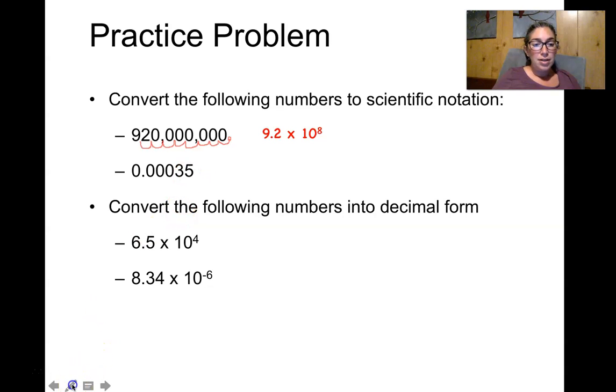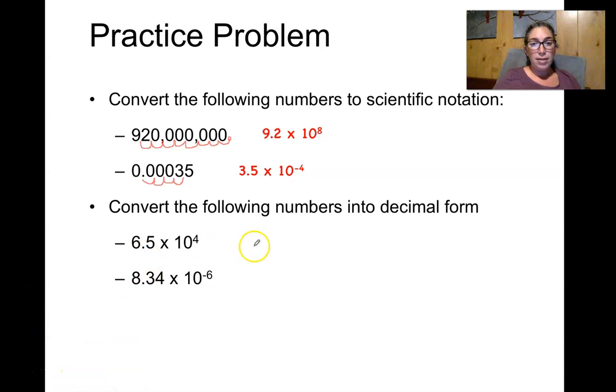The second one, we're moving the decimal place over 1, 2, 3, 4 places. And since we're moving it to the right, since this is a small number, that exponent is going to be negative. So we get 3.5 times 10 to the negative 4th. Now we can also take numbers in scientific notation and convert them into regular decimal form. So we'll do that in these two problems here.